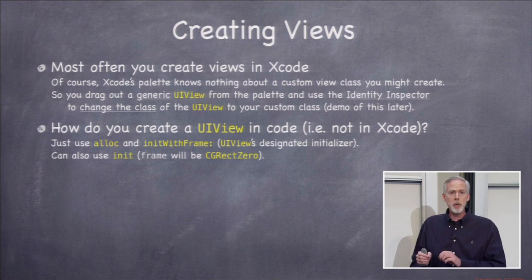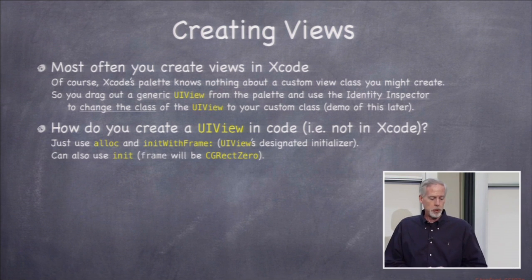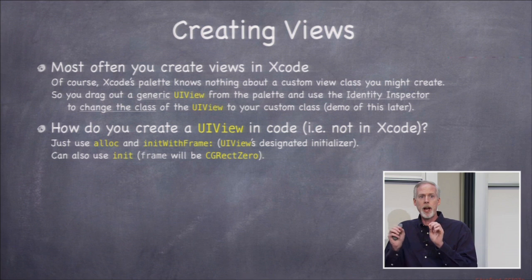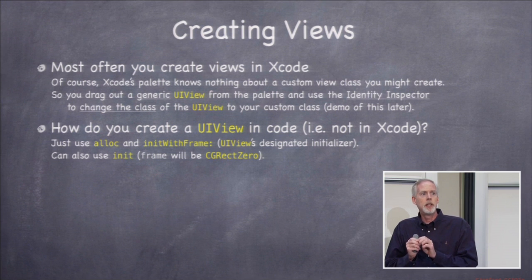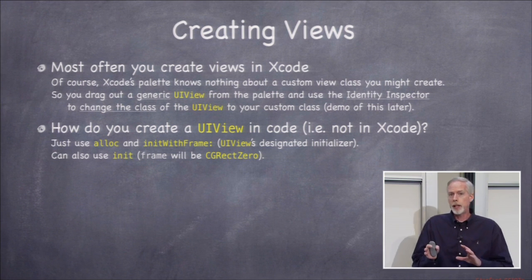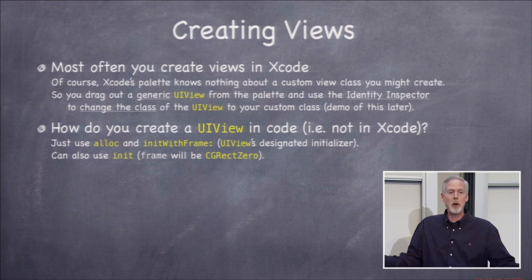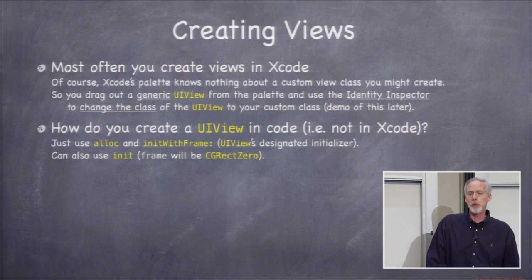Creating a view in code, in other words, not dragging it in to a storyboard, you just use alloc init with frame or just alloc init. If you do alloc init, that's the same as alloc init with frame CGRect 0, which is a rectangle with origin 0, width and height of 0. Okay? So you can do either one. If you do alloc init, presumably you better set the frame to something so that it knows where to be when it's put into its SuperView.